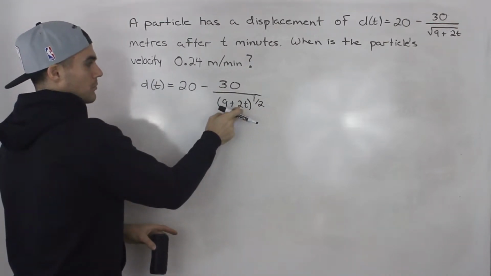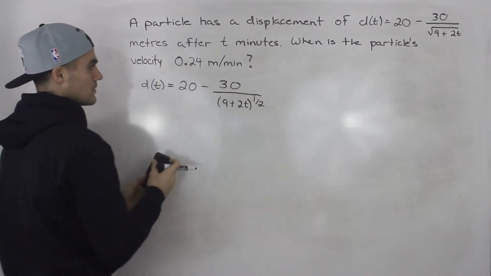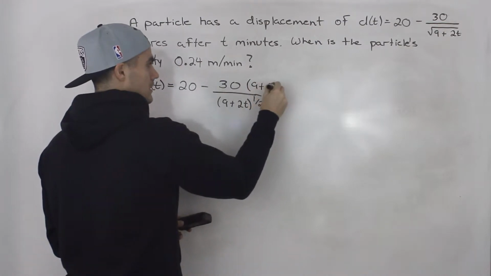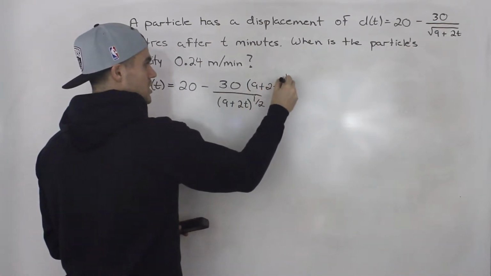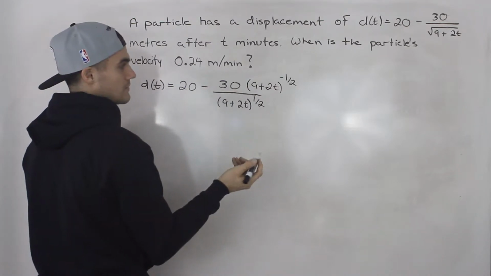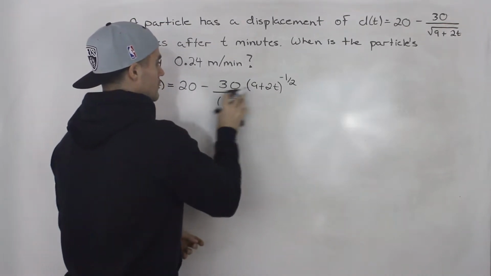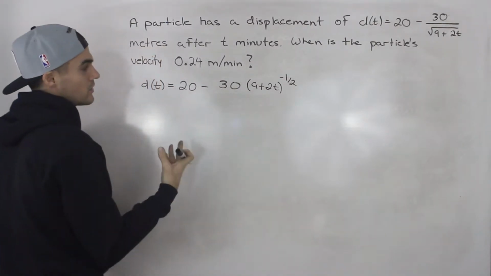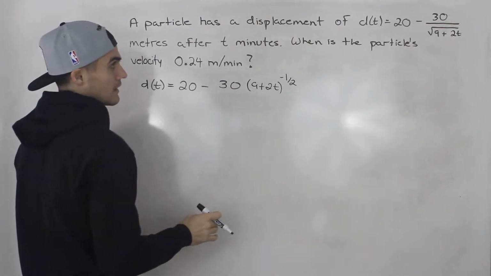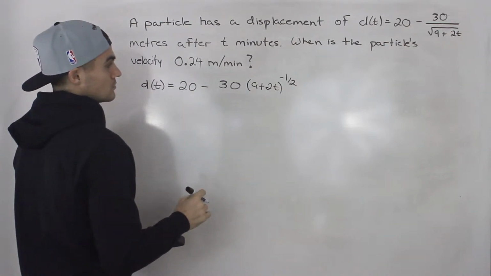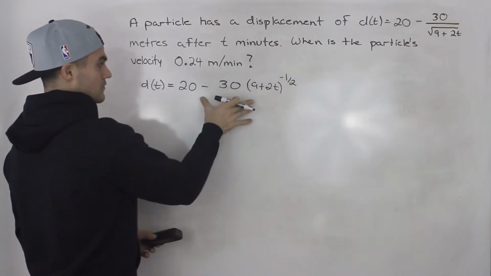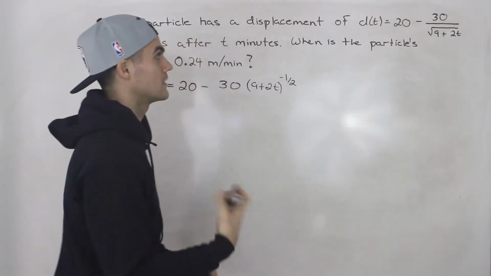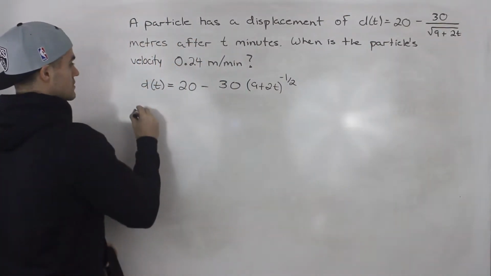But what I'm going to do is bring this up. Instead of having it in the denominator, I'm going to write it in the numerator, and then change this exponent to negative a half. So we can get rid of this denominator, and in my opinion, this is just easier to derive. For me personally, you don't have to do this, but this is the way I'm going to do it. This displacement function is the same as the one we were given. I just manipulated it a bit before taking the derivative.